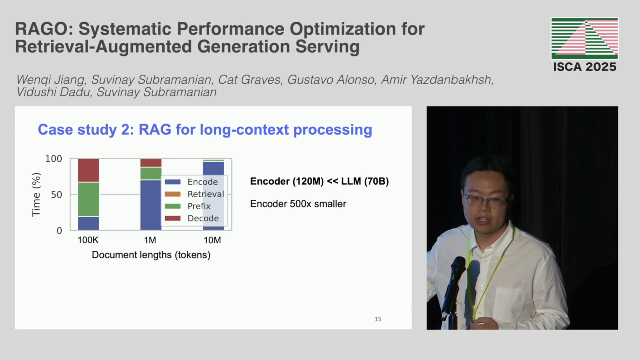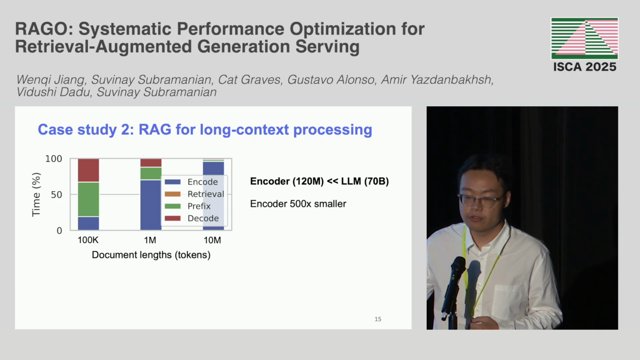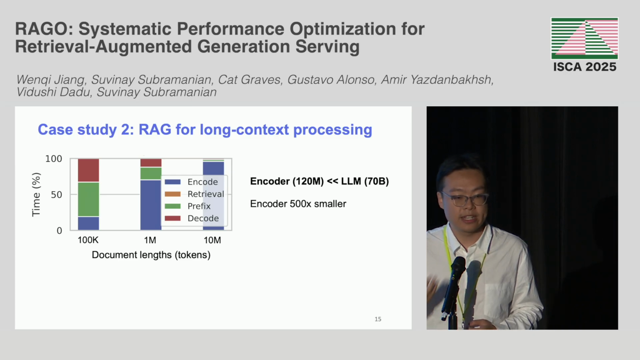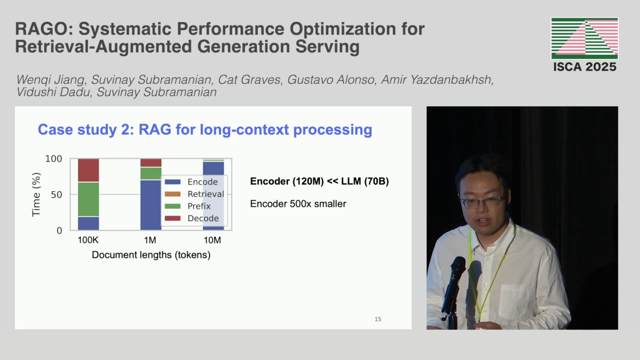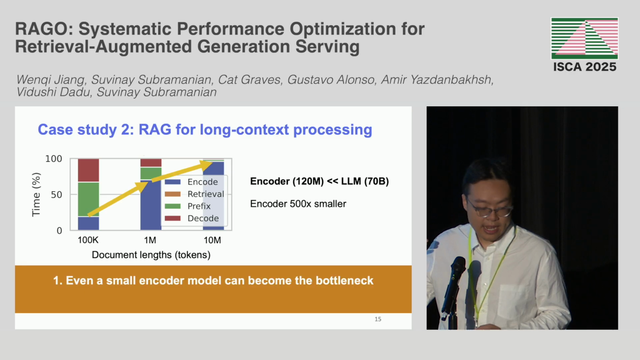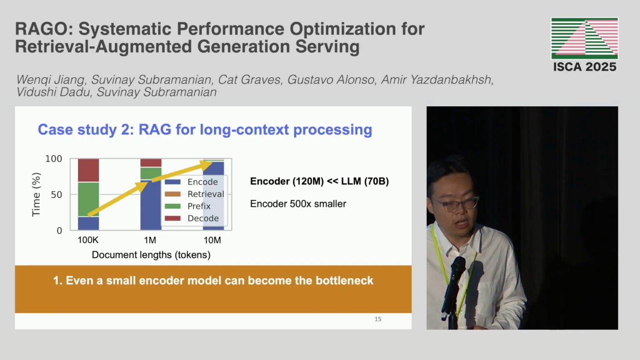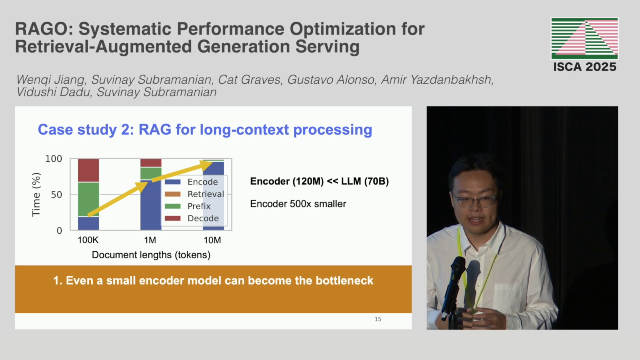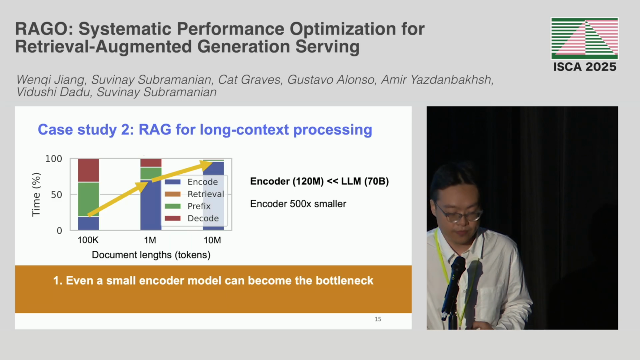So what's the performance characteristic of this case study? In this plot, the x-axis shows the different document lengths ranging from 100K tokens all the way to 10 million tokens. And the y-axis breaks down the time consumption. Here we use a pretty small encoder model that is 500 times smaller than the main generative LLM. And still, you can see that as the document length increases, the encoding time increases and eventually dominates the time consumption. So it means even a very small model in the RAG pipeline that is hundreds of times smaller than the main LLM can still become the main performance bottleneck here.